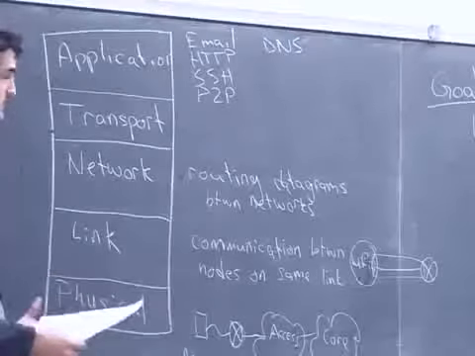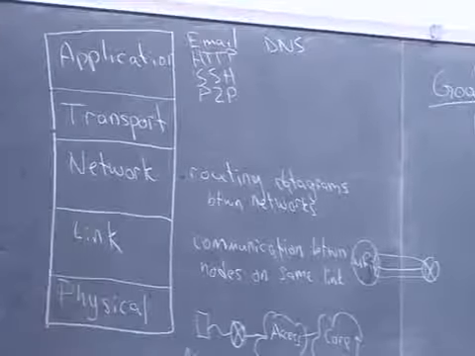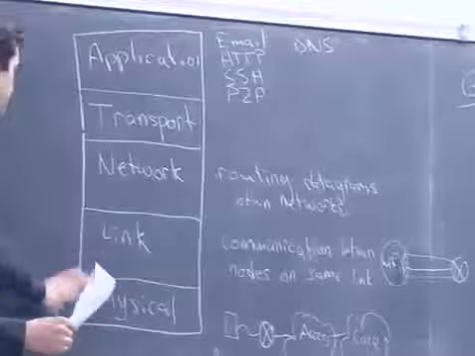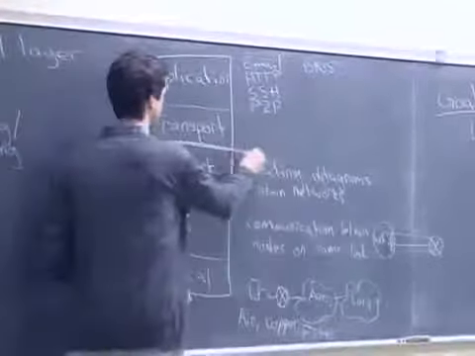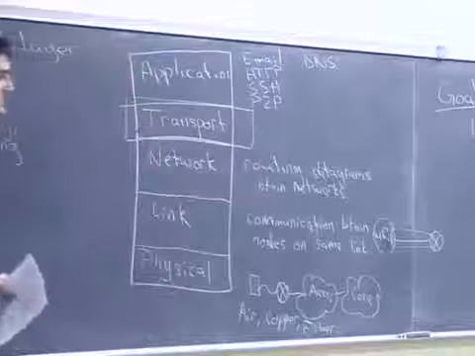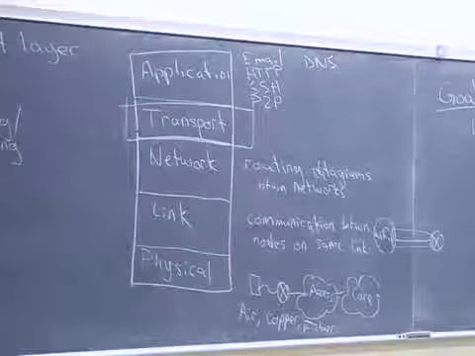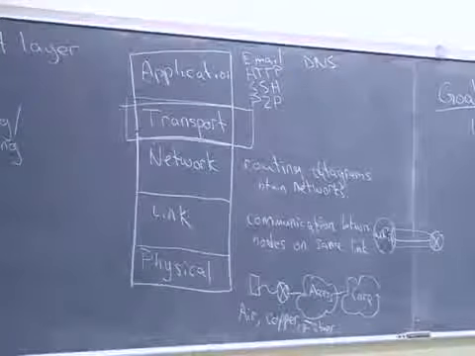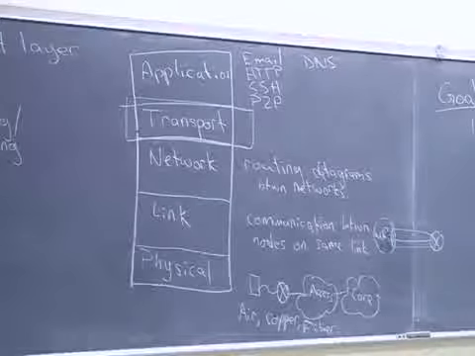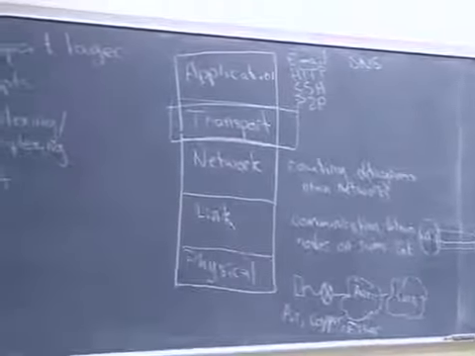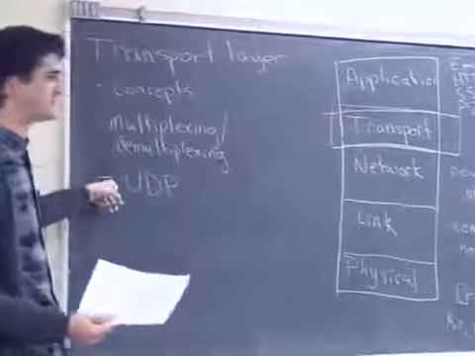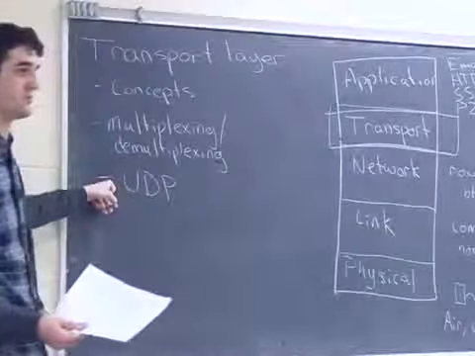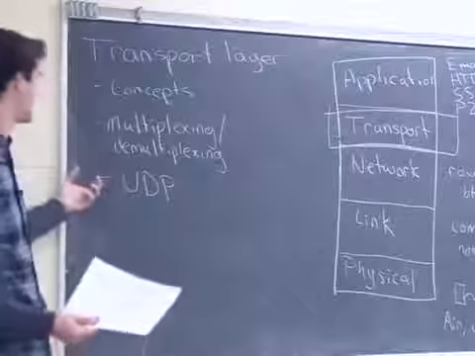Okay, so in the coming weeks, you will learn much more about the network, link, and physical layers, and the goal for the next 2 weeks is to give you the fundamentals of the transport layer. And so that's what we're going to talk about today. First, we'll go over some more of the concepts behind the transport layer, then talk about multiplexing, demultiplexing, and then introduce you to one transport layer protocol. And this is the simplest transport layer protocol.